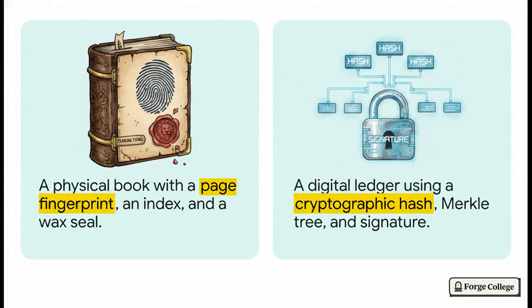Now translate that messy, hot wax reality over to our pristine mathematical equivalents. That page fingerprint, that's our cryptographic hash. The fingerprint index, that's our Merkle tree, and that authoritative wax seal is our digital signature. Basically, the hashes handle the integrity, the signatures handle the authorship, and the best part is nobody burns their fingers.